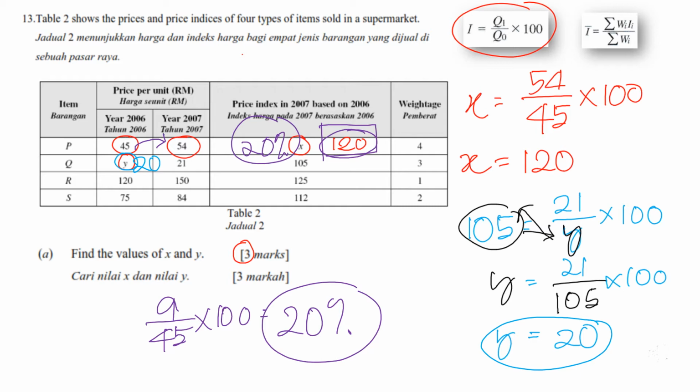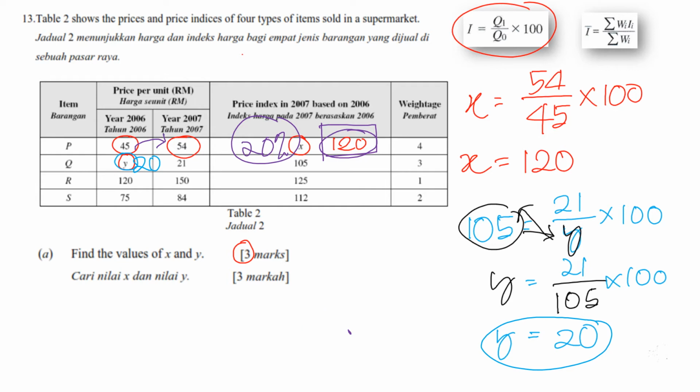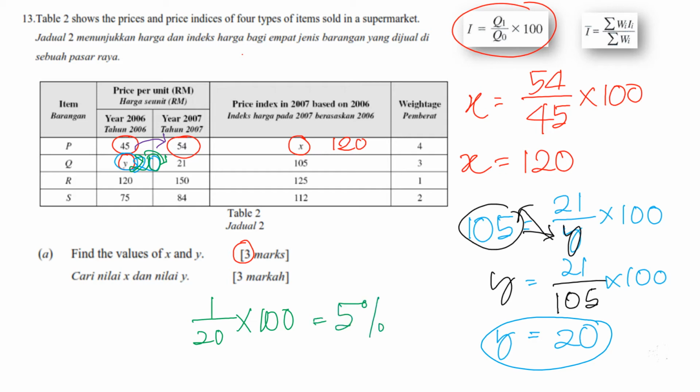Whereas for the second one, let me erase this one. Let us go to the next one, where for 20 ringgit, I use green color. Okay, 20 ringgit to 21 ringgit, the difference is 1 ringgit. So 1 ringgit divided by 20 times 100. What do you get? 100 divided by 20, you get 5. So 5%. So that's why 105 means that it is increased by 5%.